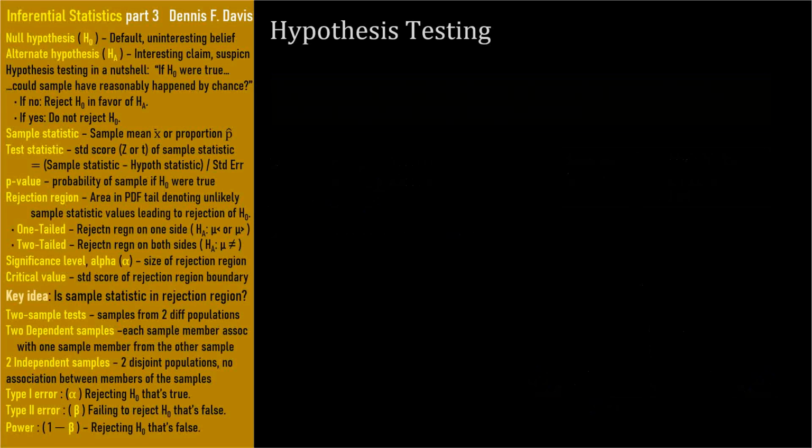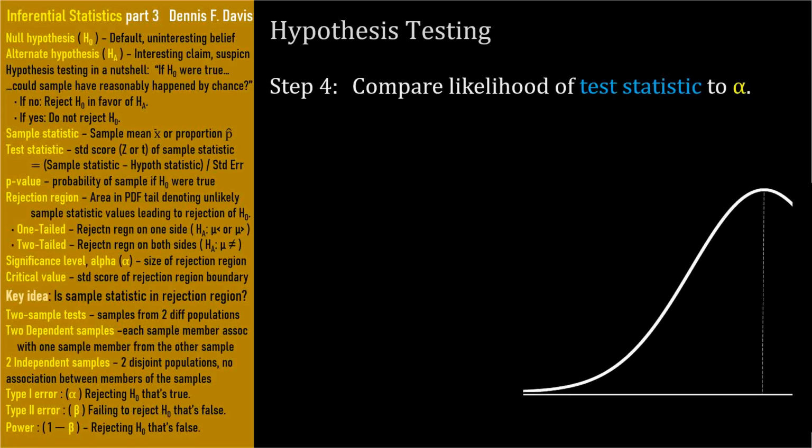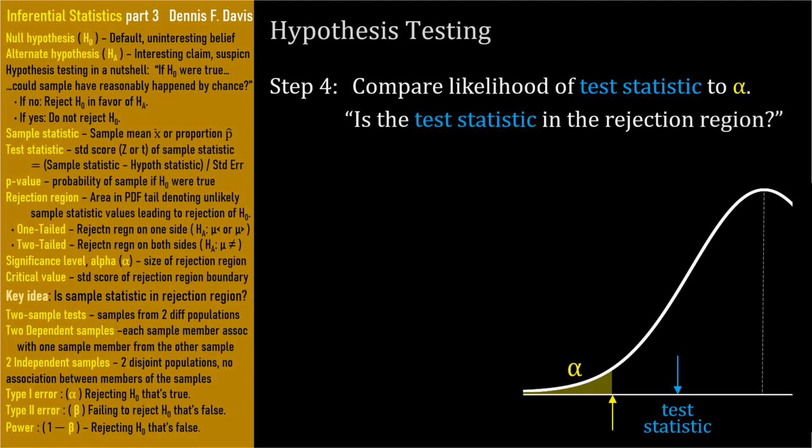The fourth step is to compare the likelihood of our test statistic to the stated significance level alpha. In other words, is the test statistic in the rejection region? Well, this isn't quite as simple as it sounds. Alpha is a yellow probability, and our test statistic is a blue score. They both correspond to points on the horizontal axis, and we need to find out where these points are relative to each other to decide if the test statistic is in the rejection region. But we can't compare these numbers directly.